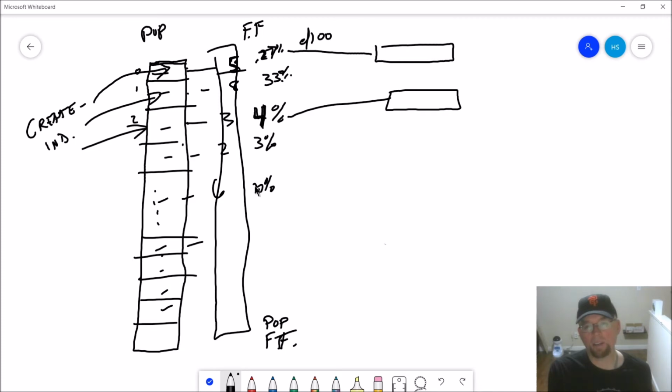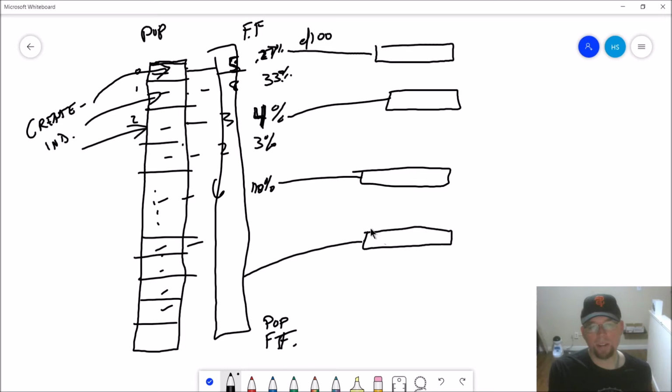Okay, and then you come down here. The 10% guy rolls to reproduce. Okay, and then you keep going. You find another individual down here who's going to reproduce, right? And so on, right? Some of these people are going to get skipped over. Some of them are going to get picked. Some of them could get picked twice. Okay, that is a thing.